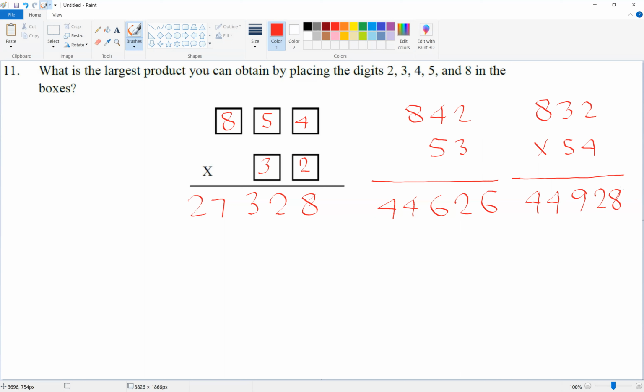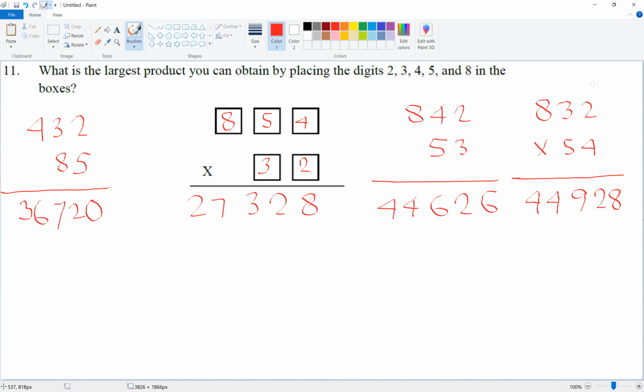Yeah. What is it? 432 times 85. And what was the result? That's 36,720, which is a lot less.